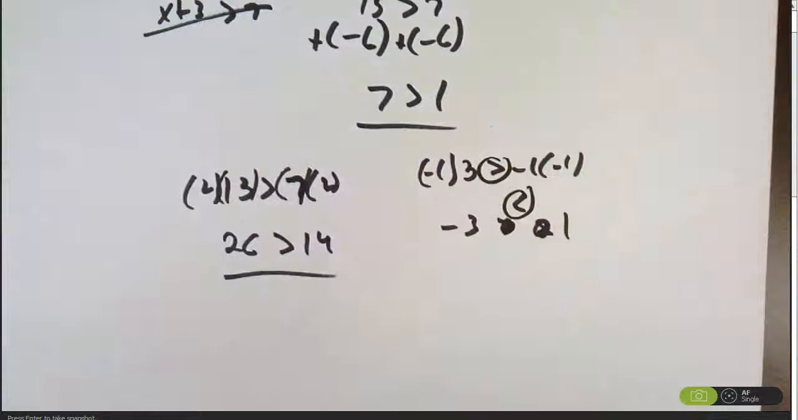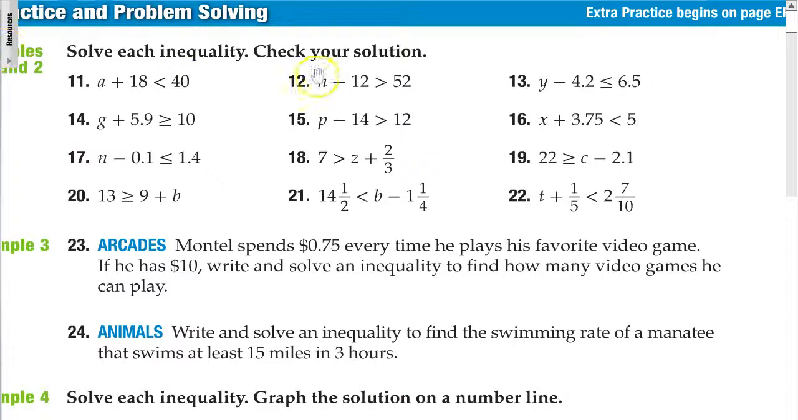So just a quick brief run through of the homework, because this is really one step for all of them. The only issue is whether it is going to be flipped or not. For number 12, I'm adding 12, not going to do anything. 14, subtracting 5.9, don't have to worry about that. 16, subtract 3.75, don't have to worry about flipping there. 18, subtract 2/3, don't have to worry about flipping there. 20, subtract 9, don't have to worry about that. 22, subtracting 1/5, I don't have to worry about that. All those are either addition or subtraction.